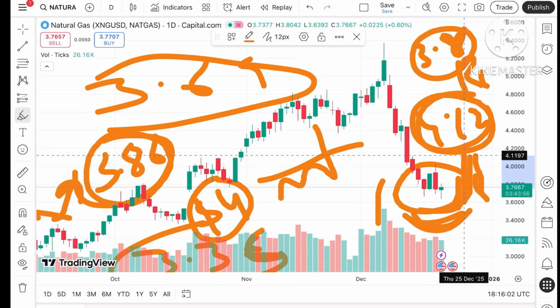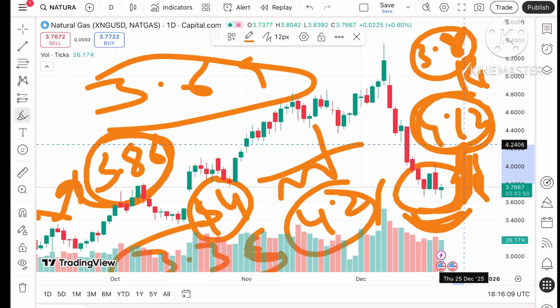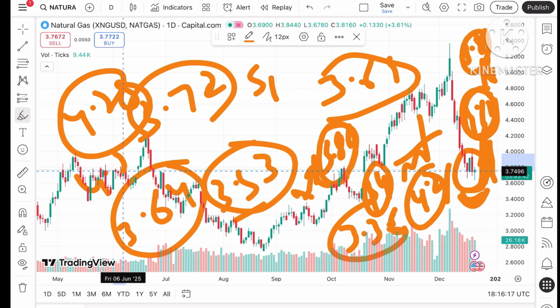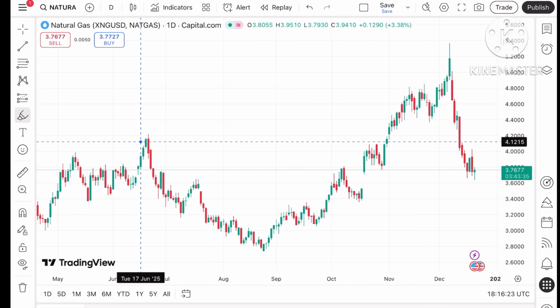So the probability of a further high can be seen, that the price can move towards a level of $4.2. Once the price sustains over 4.2, a further upside can be seen, and after 4.28 we can see a level of $4.35. This is what we can see. Once the price sustains over 4.35, a further high can be seen.